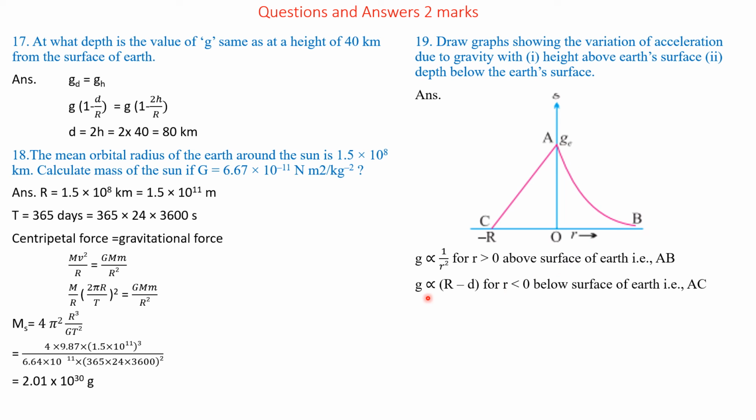And for g proportional to (R minus d) by R, for r less than 0, that is on the left hand side, this is the origin. On the left hand side, below the surface of the Earth, it is AC. g is maximum for r equal to R, so the acceleration due to gravity is maximum on the surface.